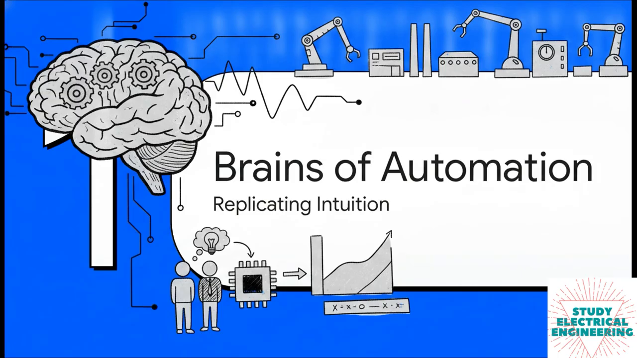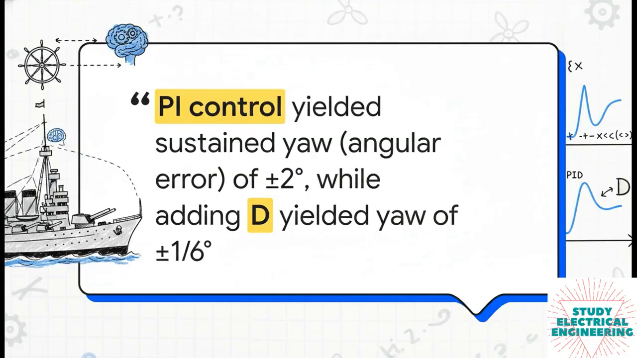Section 1. The brains of automation. Replicating intuition. So, to truly grasp what a control system is doing, we have to recognize that these algorithms are, well, they're essentially trying to mathematically replicate human intuition and behavior. And to see where this all started, we have to look back at a seriously fascinating story from 1922.